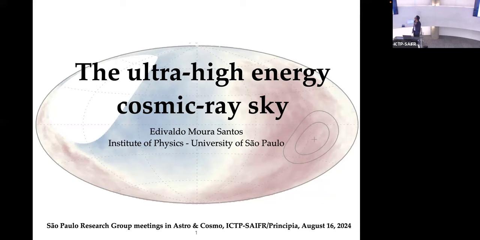So today I'm going to talk a little bit about cosmic rays, but more focused on anisotropy of cosmic rays. This is kind of a wrap-up seminar to summarize 20 years of this kind of analysis in Auger. I'm going to show the status and how this process went on in these 20 years. And we have some nice results. So the ultra high energy cosmic ray sky is not so boring as you compare with the CMB sky, for example.